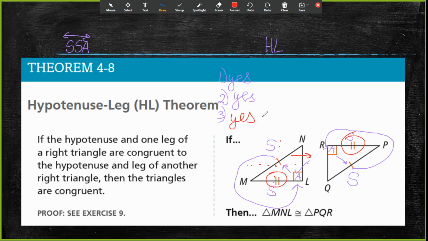So this SSA, which we told you last class to get away from as fast as possible, in a right triangle has a very high chance of being a hypotenuse leg theorem criterion, and we can now say yes, but never by SSA or ASS. We will say yes by the hypotenuse leg theorem, which we have right here, theorem 4.8. So SSA is not completely useless. We still do not use it ever. But it does give us a hint that if we have a right triangle, there's a good chance we're looking at the hypotenuse leg theorem.